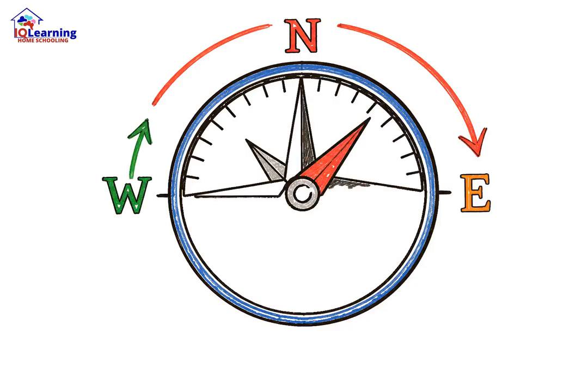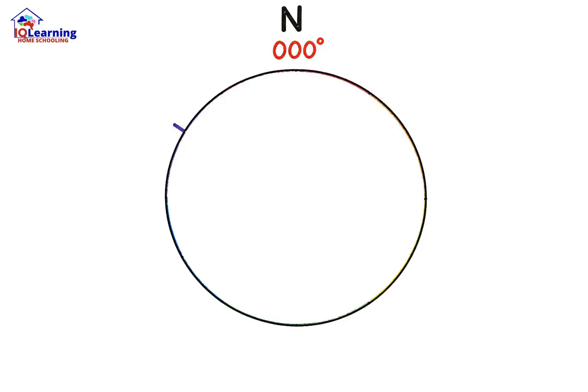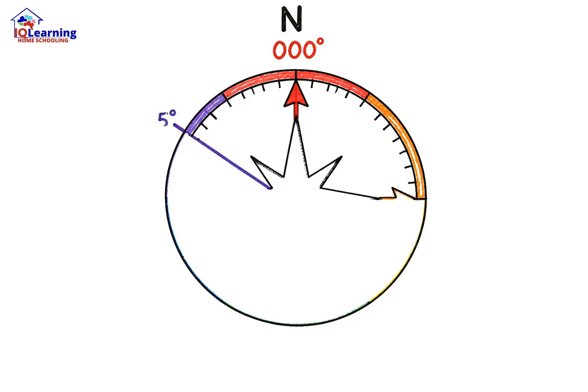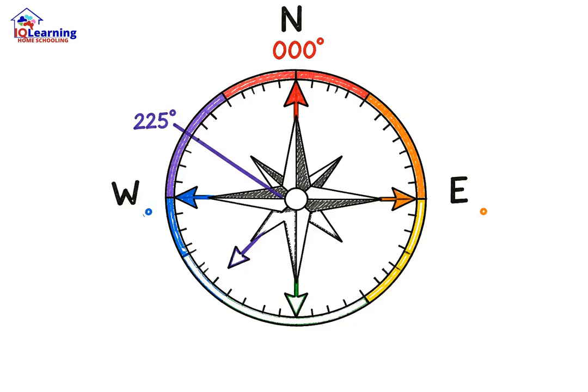We also need direction. That's where bearings come in. Think of a compass. North is our starting point, 0 degrees. From there, we always measure clockwise, and we always write it with 3 digits. So due east isn't just 90 degrees, it's 090. Southwest isn't just an idea, it's a precise heading of 225 degrees.